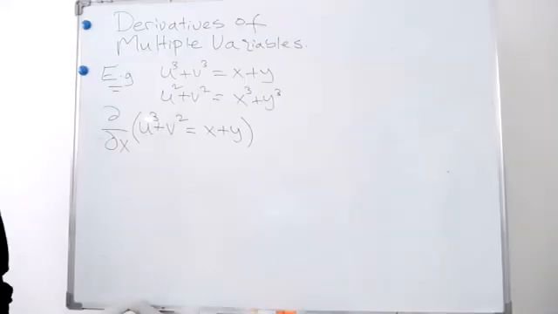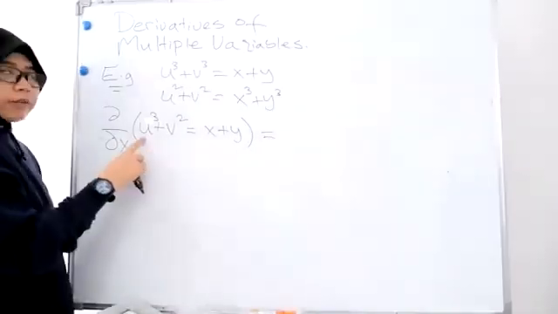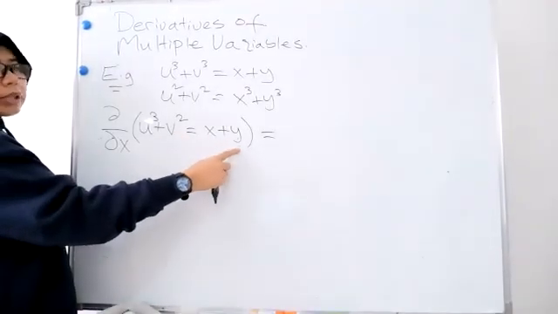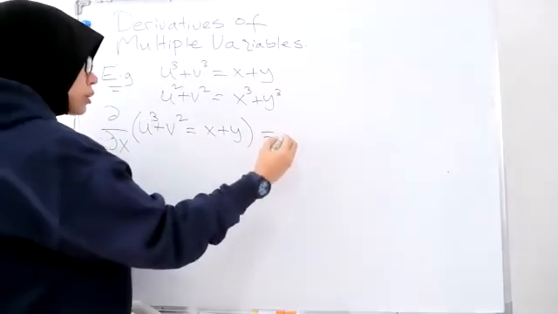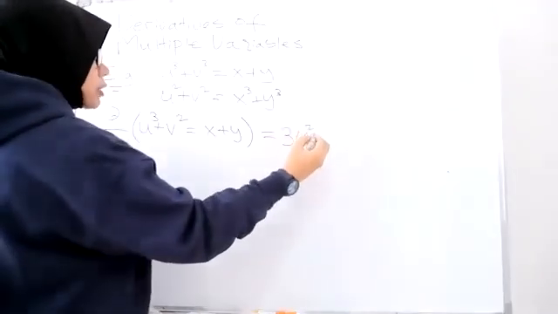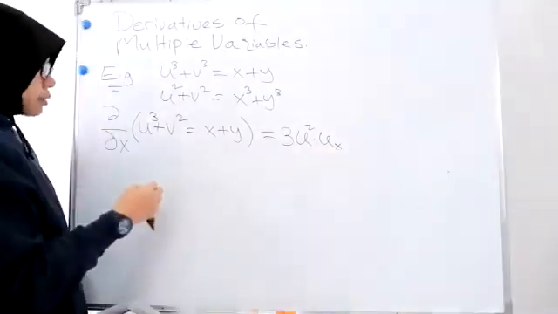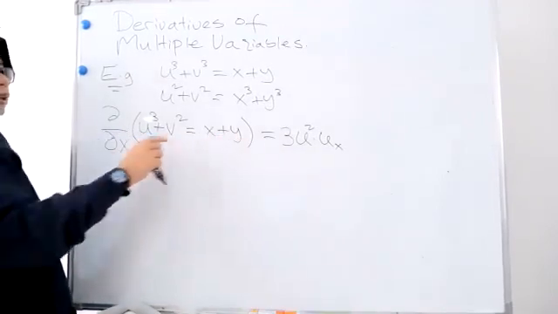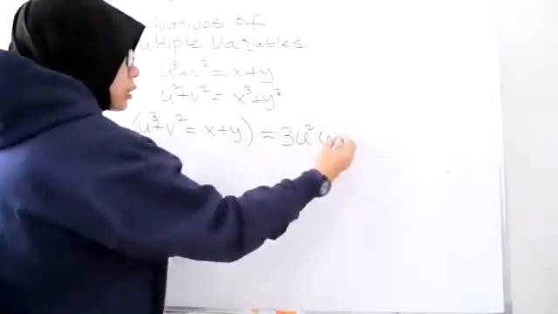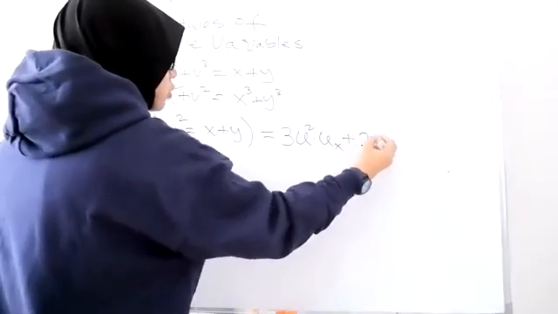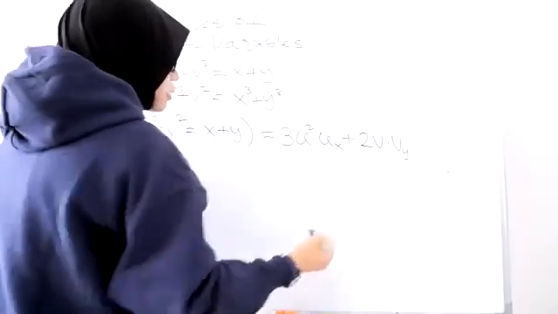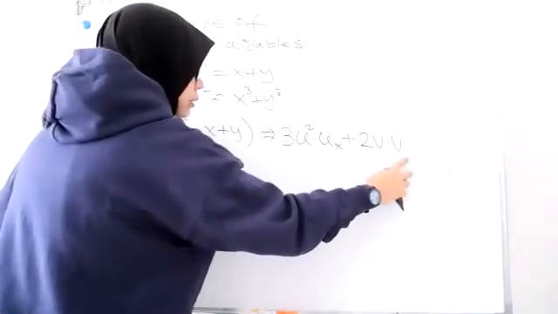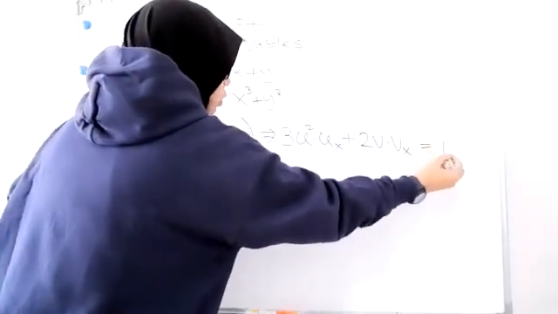You need to remember this is a function of x and y. So this one will be 3u squared times u sub x. I prefer to write in that notation because you don't have the fraction. And then plus 3v squared times v sub x equals 1.